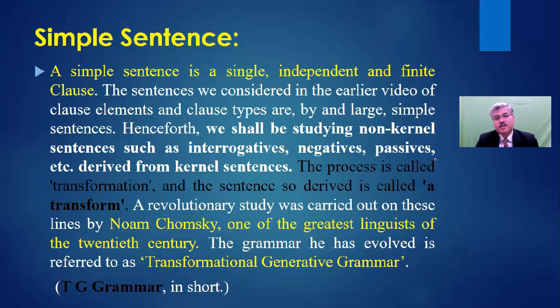So, first of all, we will try to understand the definition of simple sentence. A simple sentence is a single, independent, and finite clause. I repeat, dear learners, what is simple sentence? Simple sentence is a single sentence or a single clause which is independent. It means it does not depend on other clause, and it is a finite clause. In other words, a simple sentence is a single, independent, and finite clause.